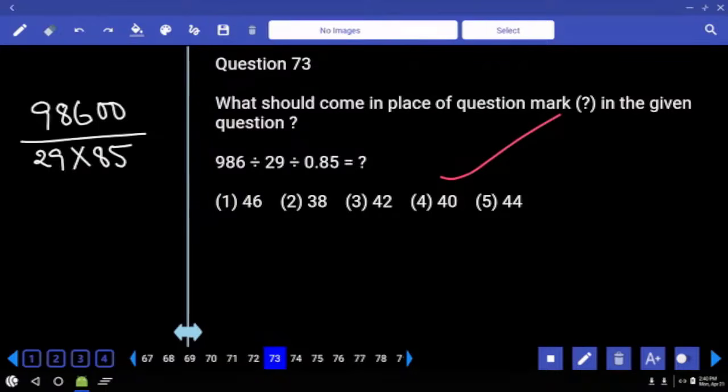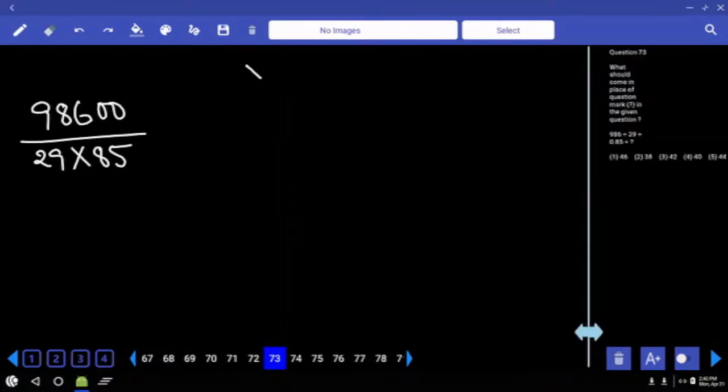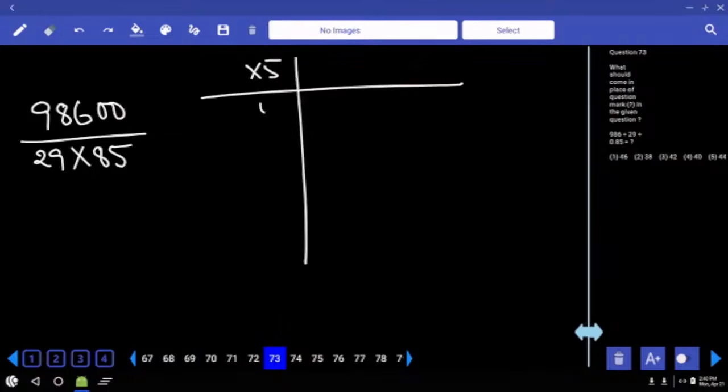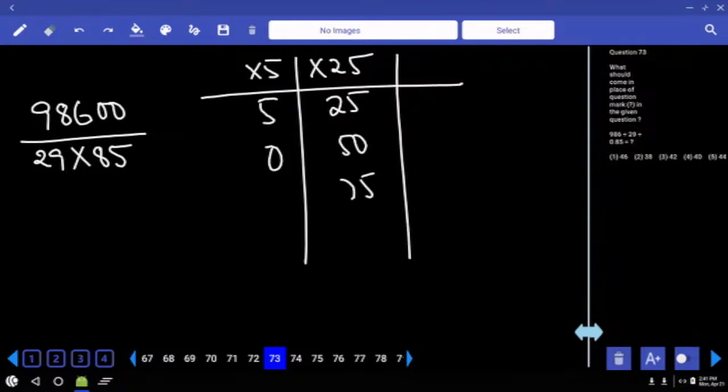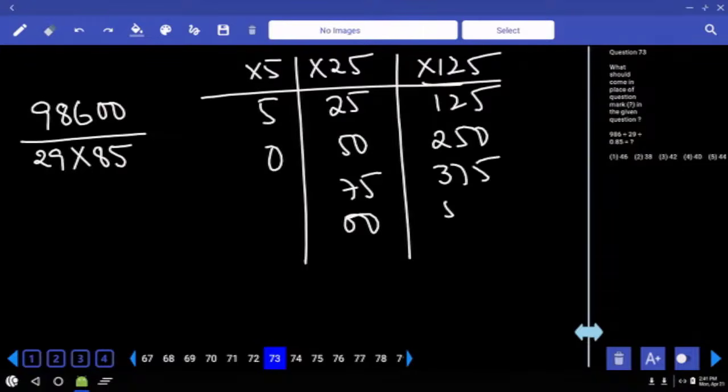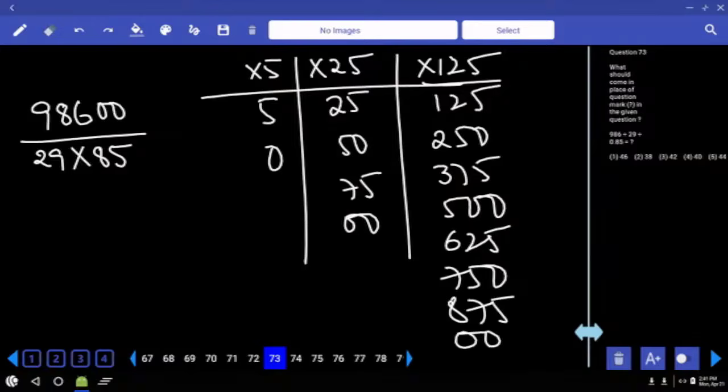Understood? 5 multiple ends with 5 and 0. 25 multiple ends with 25, 50, 75, 00. 5 cube, 125 multiples end with 125, 250, 375, 500, 625, 750, 875, 3 zeros.